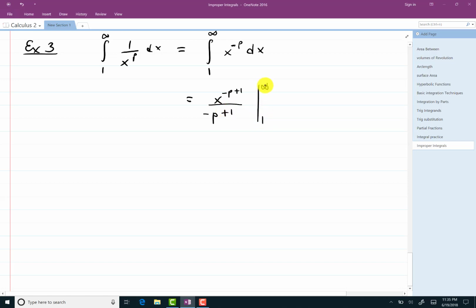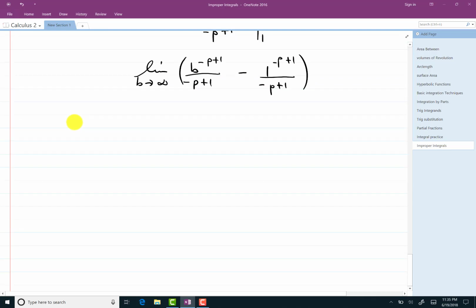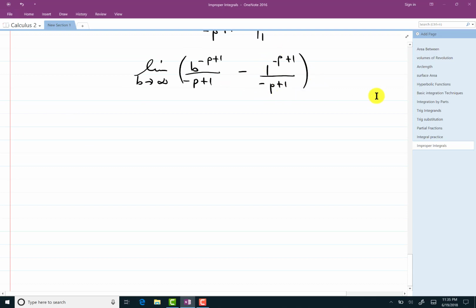This is going from 1 to infinity. This, of course, is the limit as b goes to infinity, b to the negative p plus 1 over negative p plus 1 minus 1 to the negative p plus 1 all over negative p plus 1. This part right here is just constant, so I'm going to break it out of this limit because I don't want it hampering my discussion.